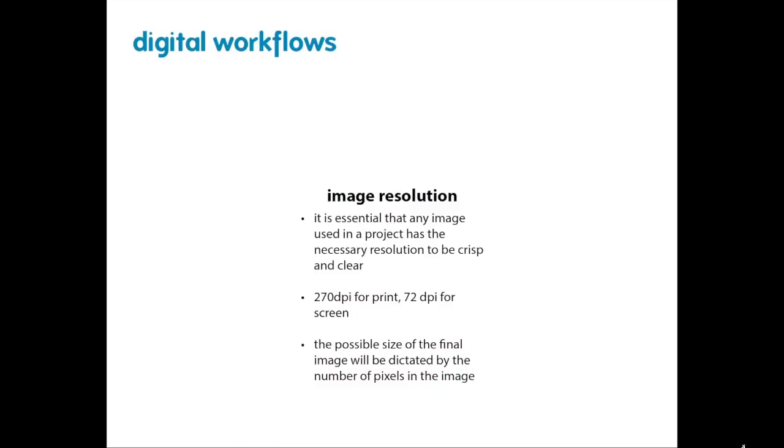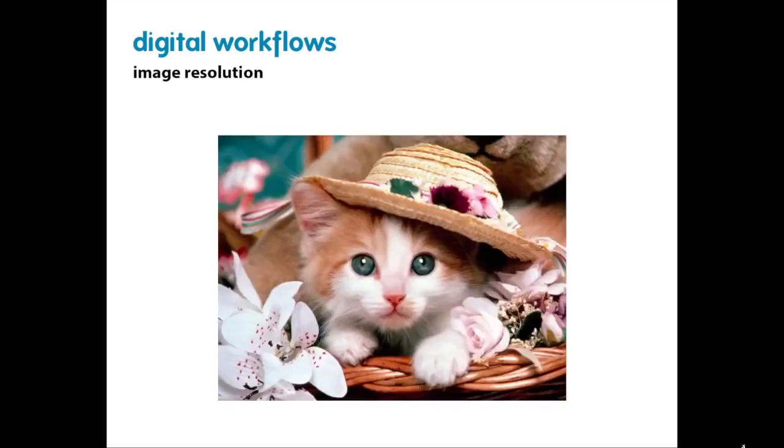Image resolution. It is incredibly essential that any image you use in any project has the necessary resolution to be crisp and clear. What that means is that for a print project you want 270 DPI, which stands for dots per inch, or sometimes you'll see it as PPI, which is points per inch, or 72 DPI for screen. The final size of an image in print media will be dictated by the number of pixels in the image. So let's take this adorable photo of a kitten as an example.